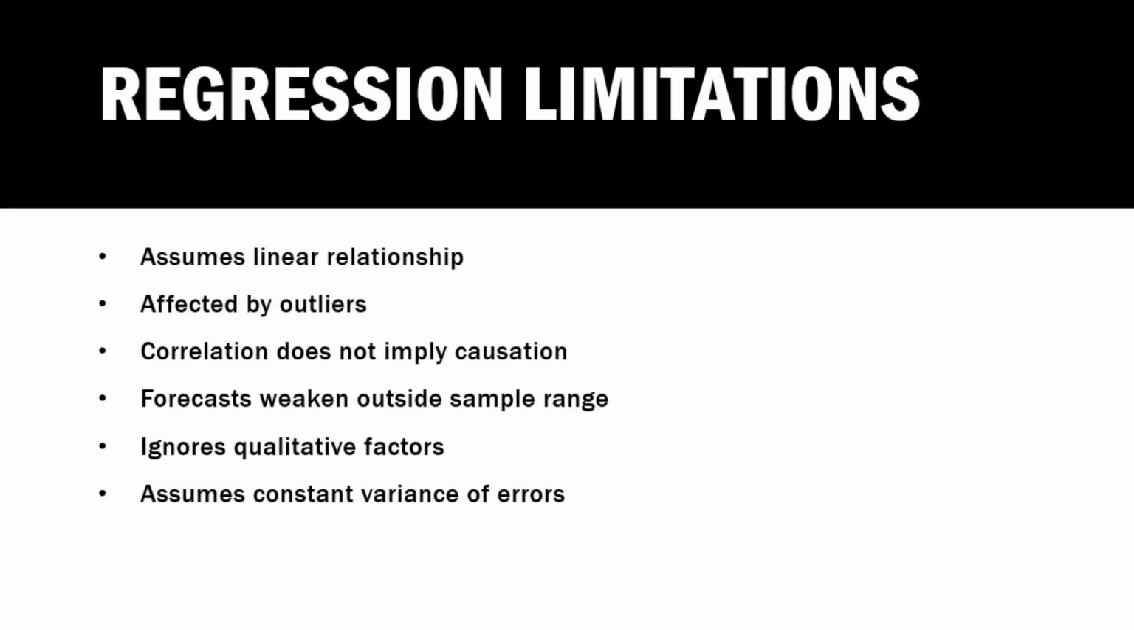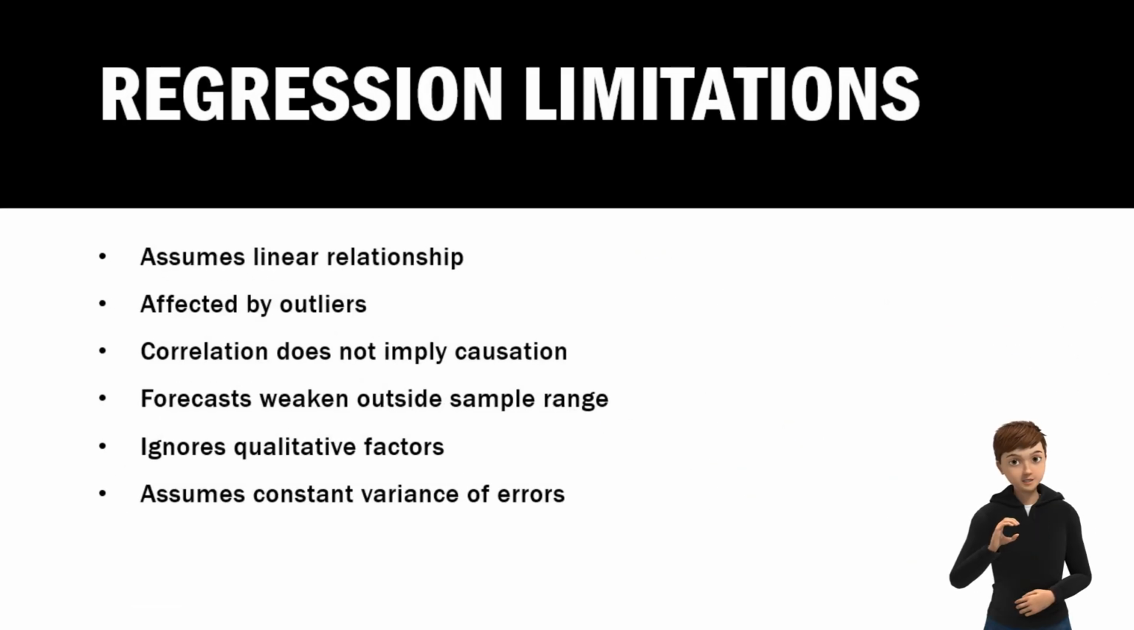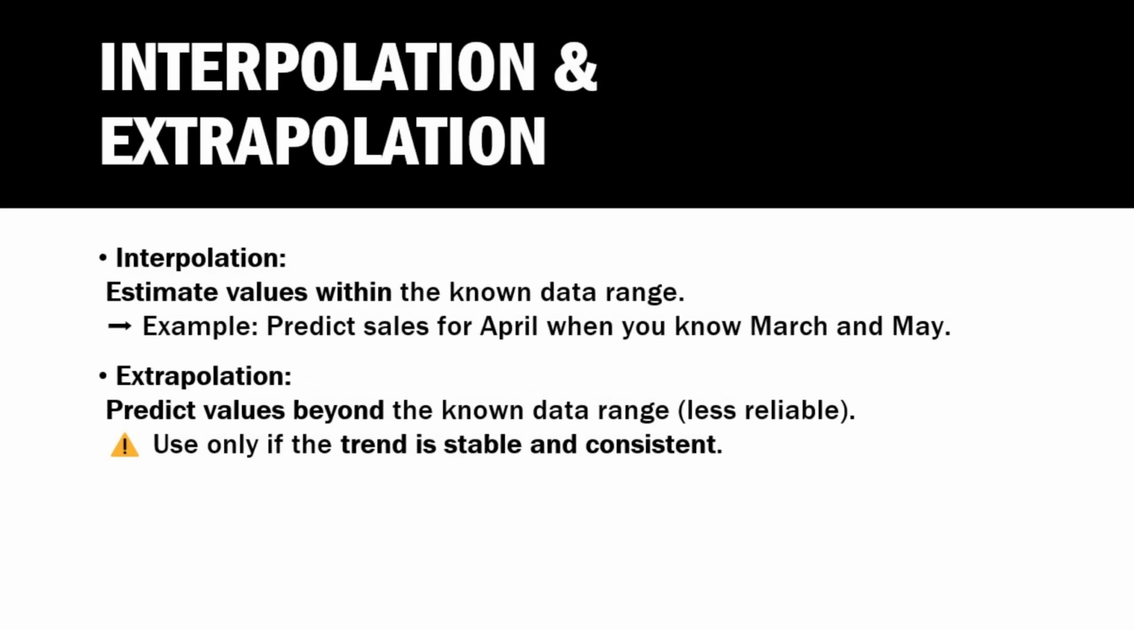Regression limitations. Regression assumes a straight-line relationship and can be skewed by outliers. Forecasts weaken outside the sample, and correlation never proves causation. Always support it with business judgment.